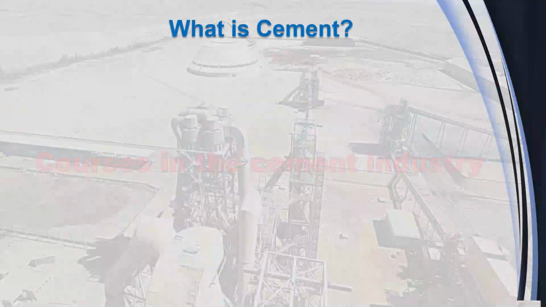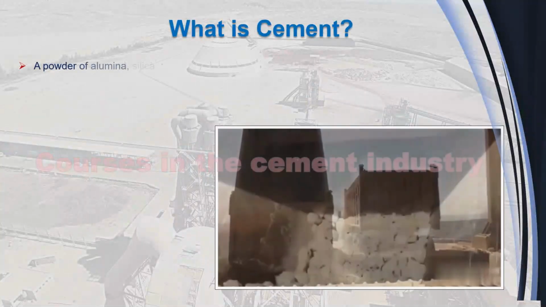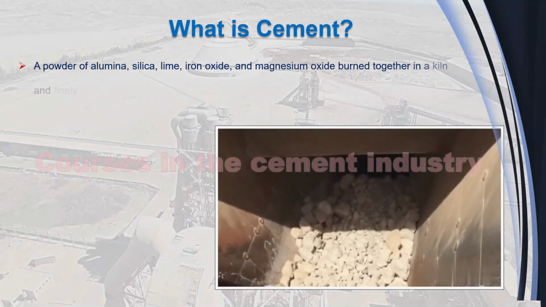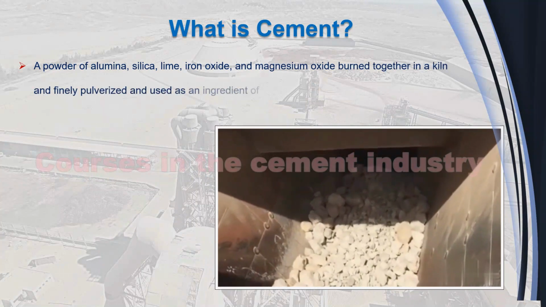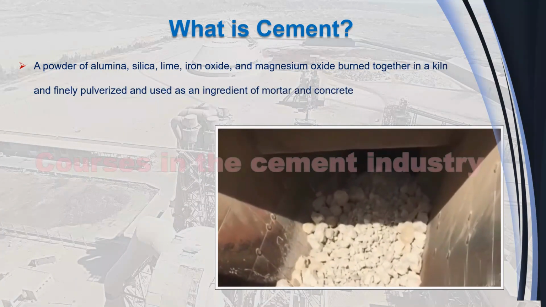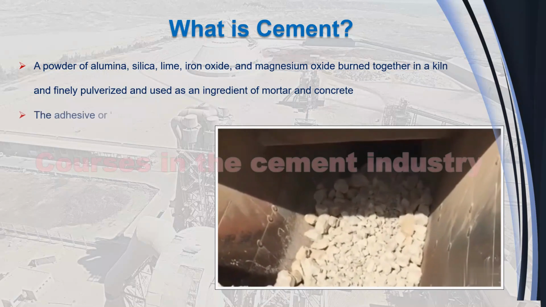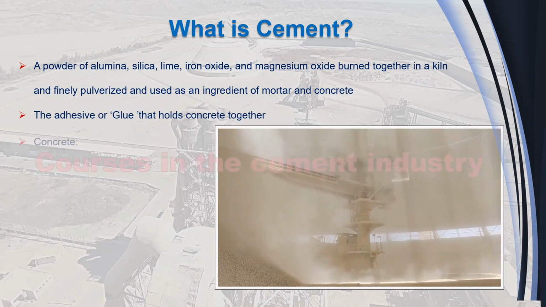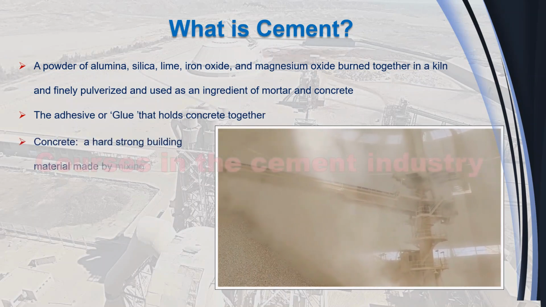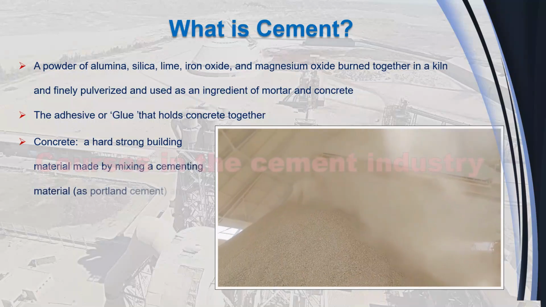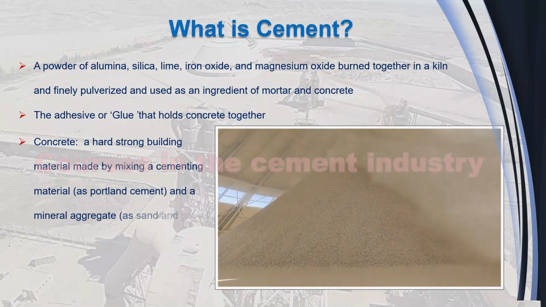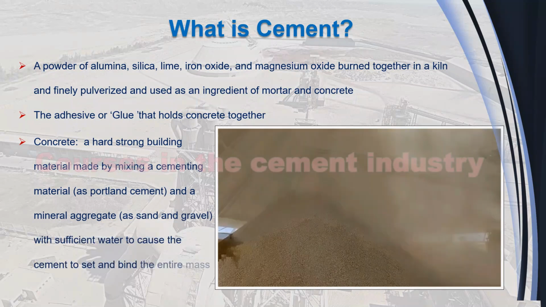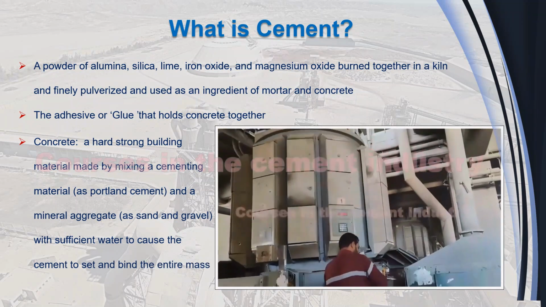What is cement? A powder of alumina, silica, limestone, iron oxide, and magnesium oxide burned together in a kiln, and finally pulverized and used as an ingredient of mortar and concrete. The adhesive or glue that holds concrete together. Concrete: a hard, strong building material, made by mixing a cementing material, as Portland cement, and a mineral aggregate, as sand and gravel, with sufficient water, to cause the cement to set, and bind the entire mass.